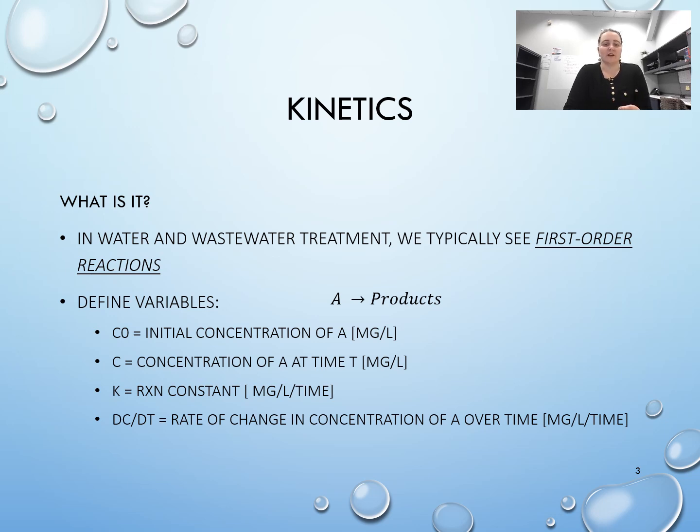C is going to represent the concentration of A at some time t in the future, again in milligrams per liter. K, which is a little k when we see it in our equations, is going to be the rate constant. That's a concentration per unit time, so milligram per liter per whatever time. Time could be minutes, seconds, or hours, whatever type of time that we want to use, as long as we're consistent.